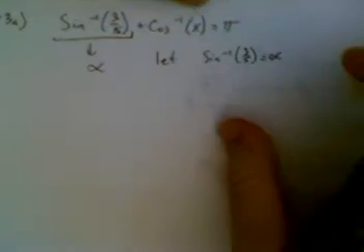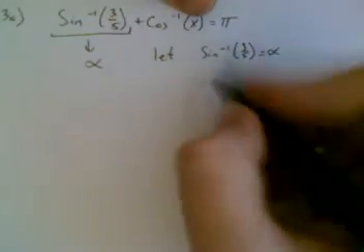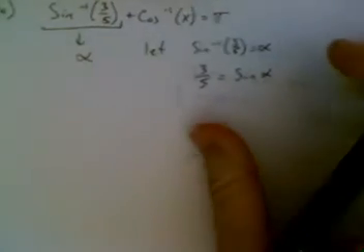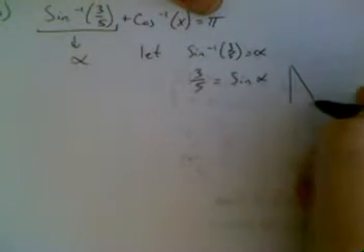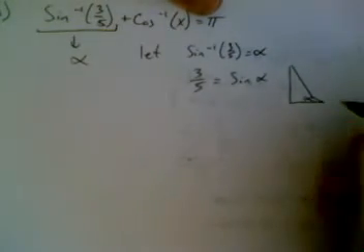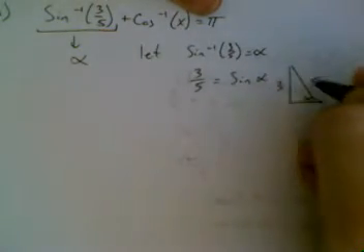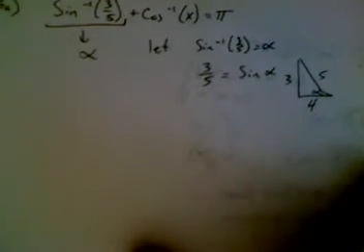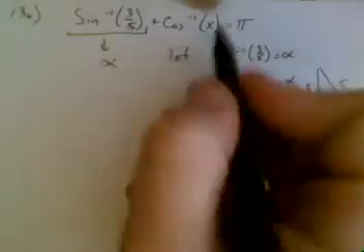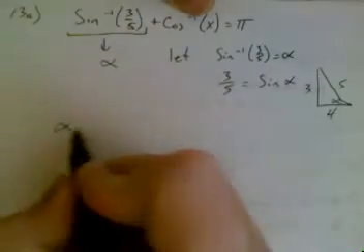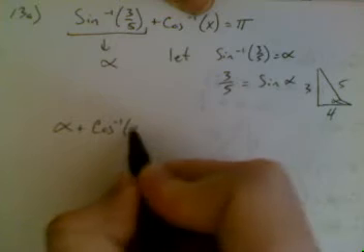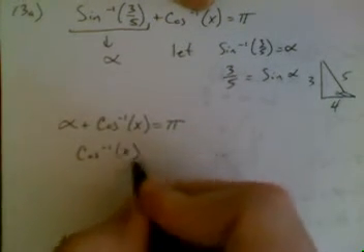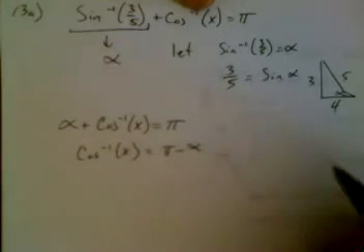With that, I'm going to take the sine of both sides and get 3/5 is equal to the sine of alpha. Well, that's kind of nice for us, because then I can create myself a triangle. Sine being here, alpha, I'm going to have 3 to 5, and once again, this is a 3, 4, 5 triangle. It's always those nice ones. Now, with that being done, I have alpha plus the cosine inverse of x is equal to pi, which means that the cosine inverse of x is equal to pi minus alpha.